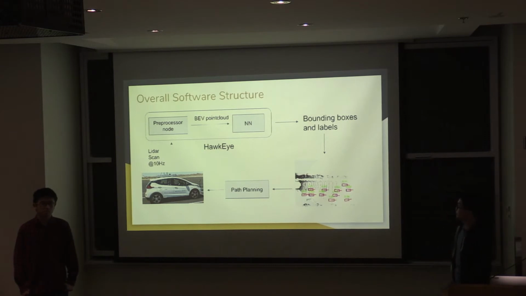It'll take in data at about 10 hertz. It'll pre-process the LiDAR data into usable form, and our neural network will take in that data to output bounding boxes, which will be fed back into a path planning module and back into the car.